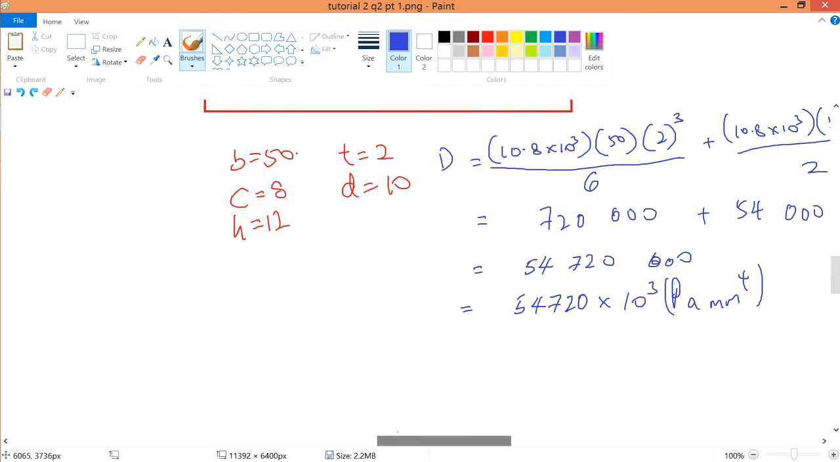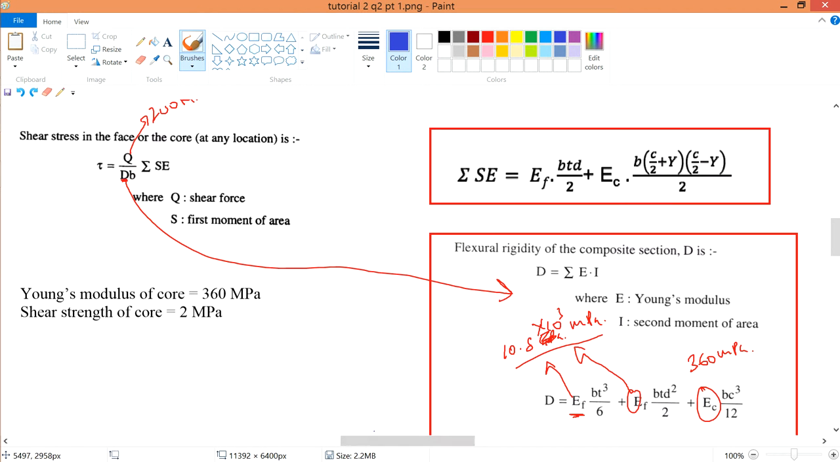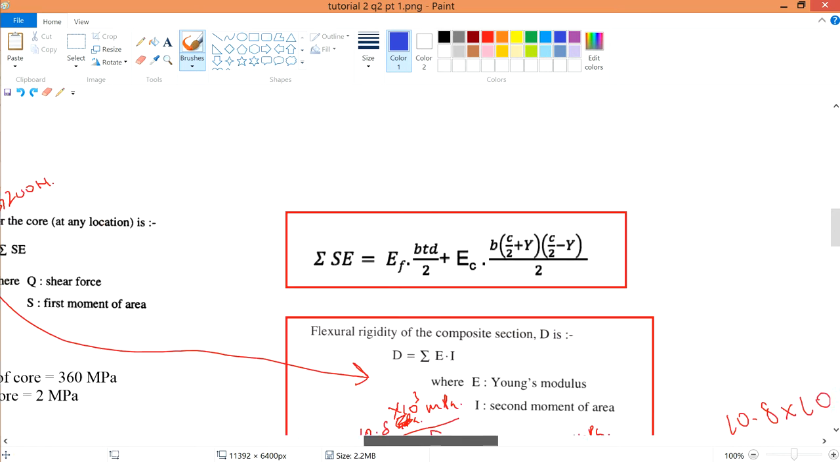Let's calculate for our SE. Same thing over here, your EF. So your D has been calculated. Your Q is known, your B is 50. So the only thing left now is this one. So we are going to calculate for this, and therefore simply subbing in things also.